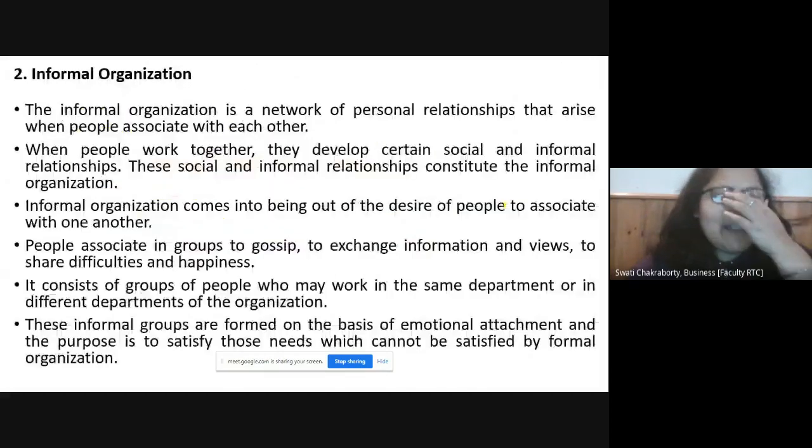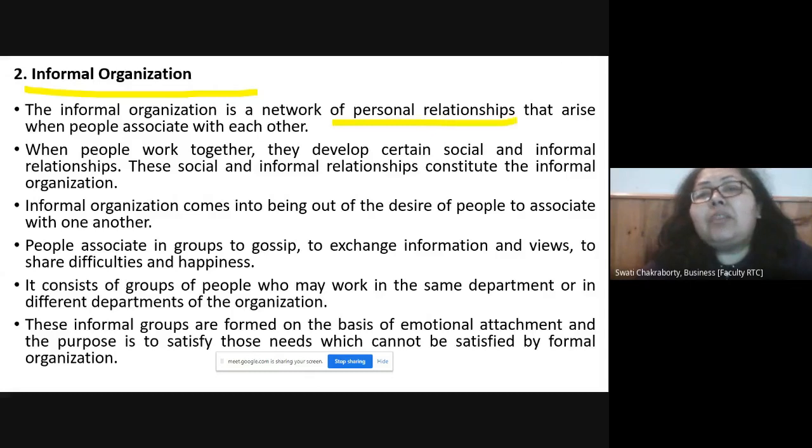Okay, the next that comes up is the informal organization, where we're talking of a network of personal relationships. How is it formed? People can associate with each other, you have some common bonding. That's when it happens. So it can be formed with people across departments, people working in the same department. It could be between people in the department and someone who is outside the organization. It can be anything.